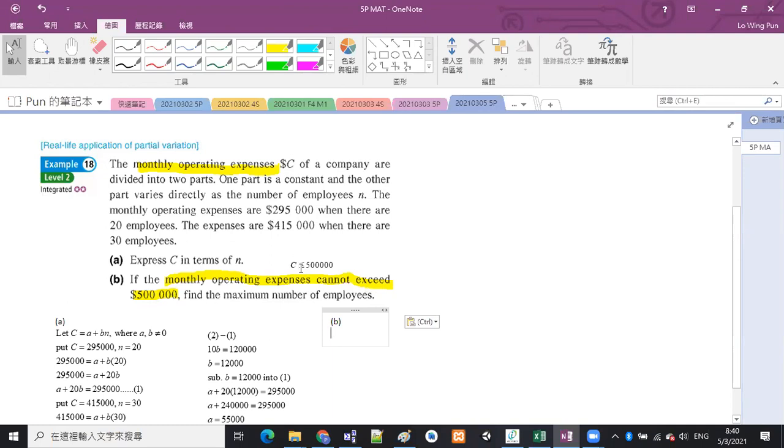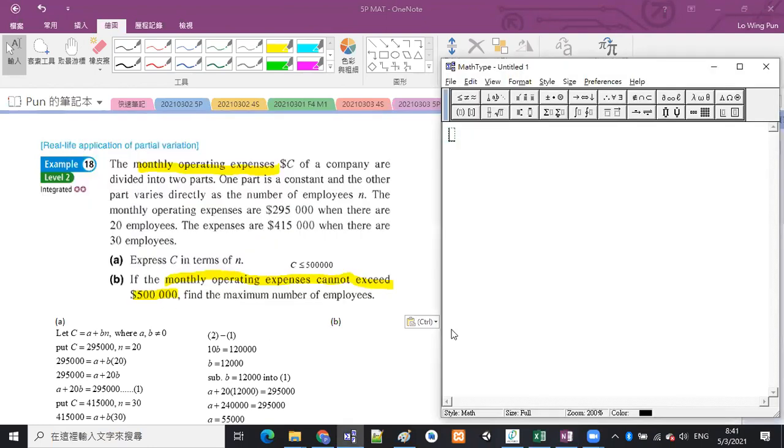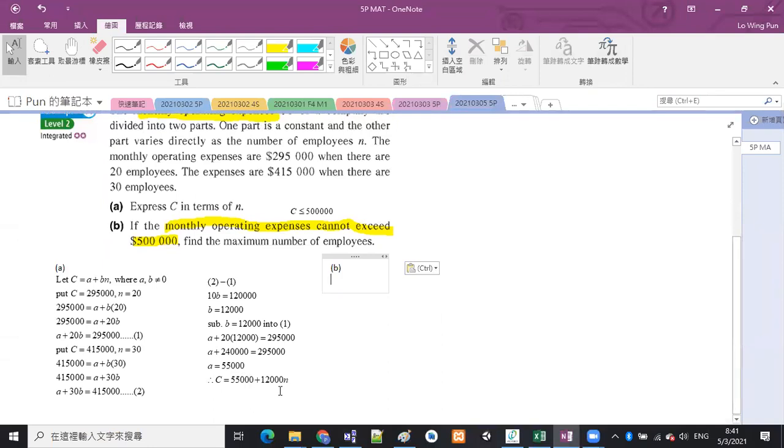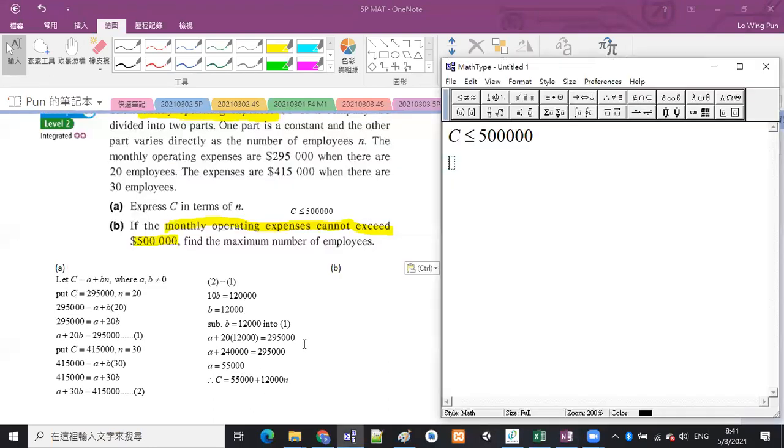So it should be less than or equal to 500,000. Okay, so now we start from this, C less than 500,000. But what is C? C has been found to be 55,000 plus 12,000 times N. So I just changed the left-hand side to be 55,000 plus 12,000 times N. It's less than or equal to 500,000.